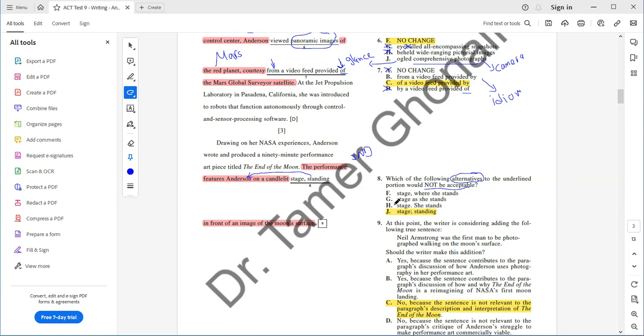Now, let's find which one of these is going to be wrong. If you're going to look here, a stage where, yes, a stage where, because the stage is a place, it's a relative clause talking about a place. A stage as she stands is right also. It's going to be independent, independent. Stage, then full stop, independent. Then he writes, she stands, another independent, in front of an image of the moon's surface, it's right. But this one is wrong. Why did he put a semicolon? A semicolon, we only put it between two independent clauses, repeated also twice here. Independent, semicolon, independent. Or if we have many commas, we change the main comma to be a semicolon. So the answer is going to be J.